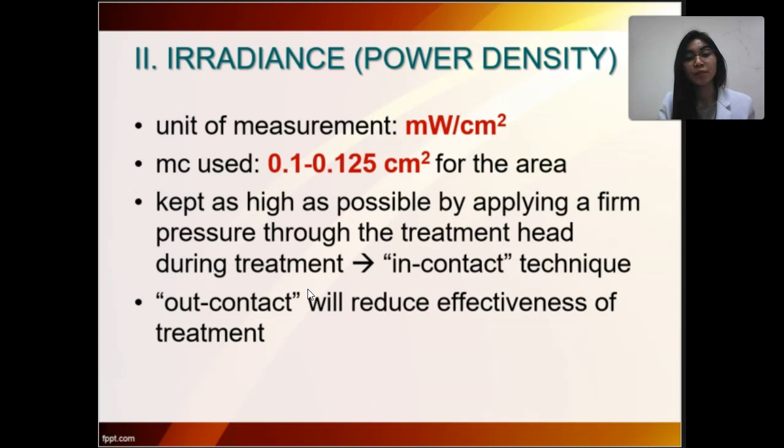So in those scenarios, we don't directly contact the skin or the surface. But there is a certain cutoff: it shouldn't be farther than that. Else, there wouldn't be any effect anymore.